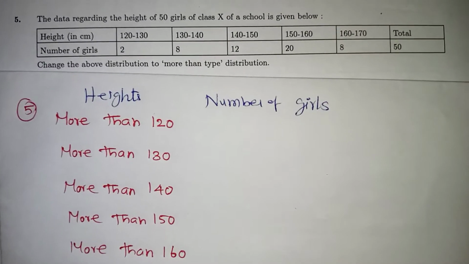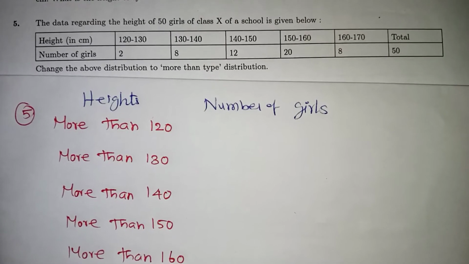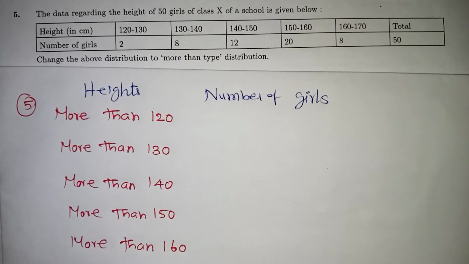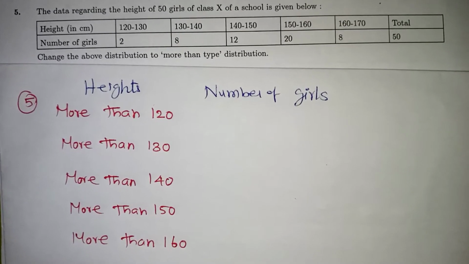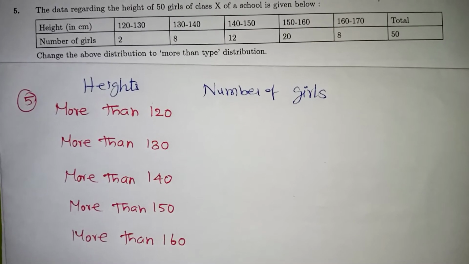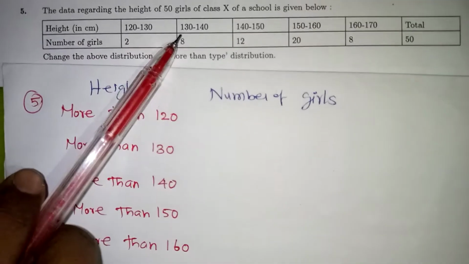Look at the next question. The data regarding the height of 50 girls of class 10 of a school is given below. Height and the number of girls are given. Change the above distribution to the more than type distribution. So we have to convert the table alone to the more than type. So we have to write more than 120. How many students? More than 130.